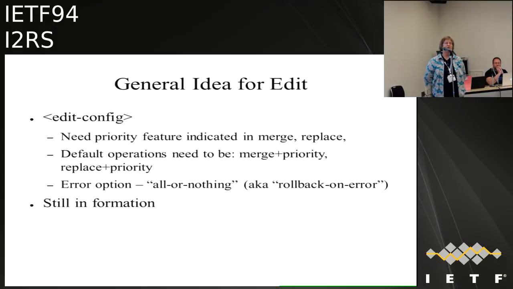We need a priority feature for NETCONF for the merge and replace. I think Kent already mentioned that. The default operation would be merge for priority and replace for priority. The error option is we only have all or nothing. We're still in formation on how all this detail works, but we wanted to tell you sort of what we're thinking. Questions on this one?